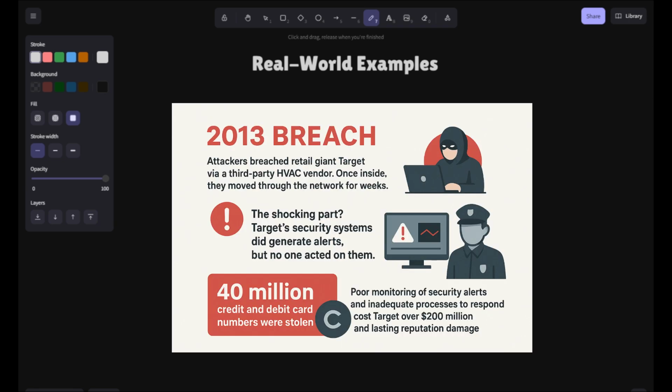Real-world examples. In 2013, attackers breached retail giant Target via a third-party HVAC vendor. Once inside, they moved through the network for weeks. The shocking part, Target's security systems did generate alerts, but no one acted on them. 40 million credit and debit card numbers were stolen. Poor monitoring of security alerts and inadequate processes to respond cost Target over $200 million and lasting reputation damage.